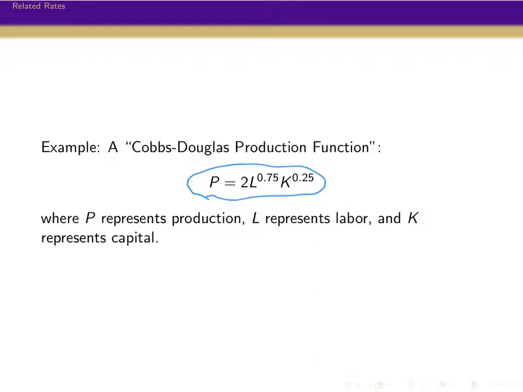So in a regular Cobb-Douglas production function, the P is production, the L is labor, the K represents capital, the 2 and then the exponents there, I put those in myself. There's a more general form of a Cobb-Douglas production function, but I put in these values so we can start playing around with it. Okay.